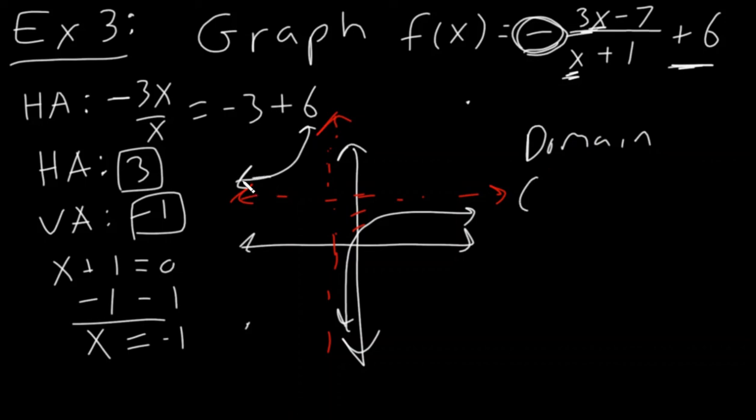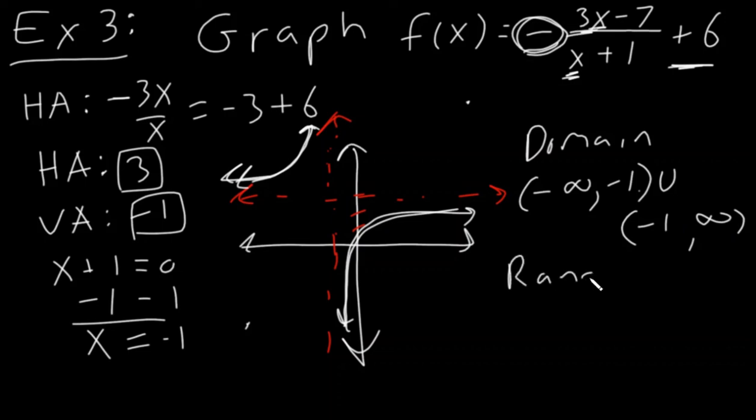We see on our domain it is extending to negative infinity all the way up until this vertical asymptote at negative 1, union, let me try and squeeze this down here, negative 1 where we left off, going all the way to positive infinity.